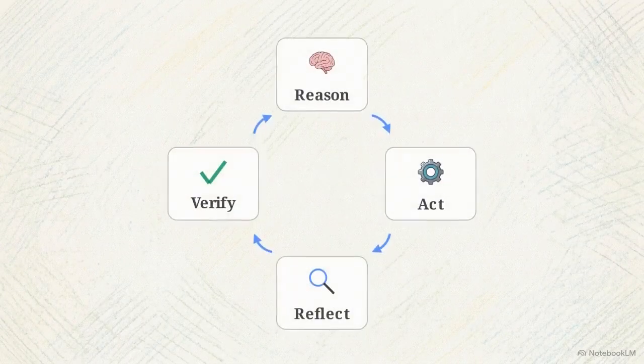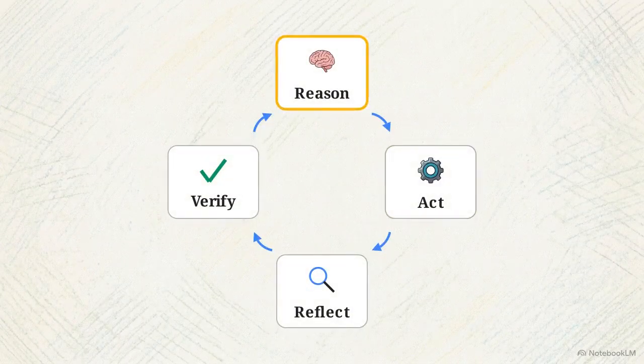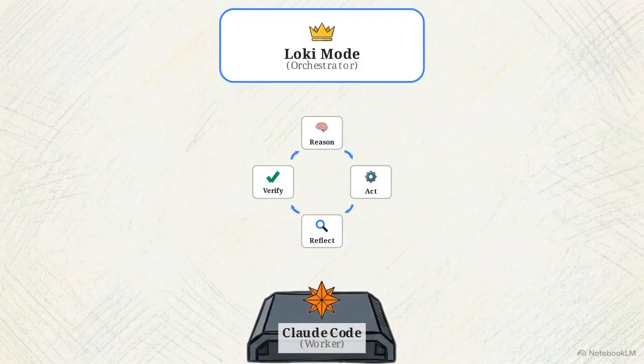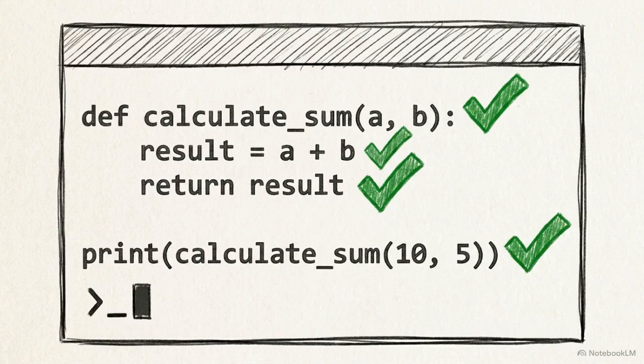The process is driven by a loop of 4 steps: reason, act, reflect, and verify. Loki itself doesn't write the code. It acts as the manager at the top, pushing that cycle through the actual worker below it, which here will be Claude Code. This structured loop ensures that every piece of generated code is immediately checked against your project requirements before the next task begins.